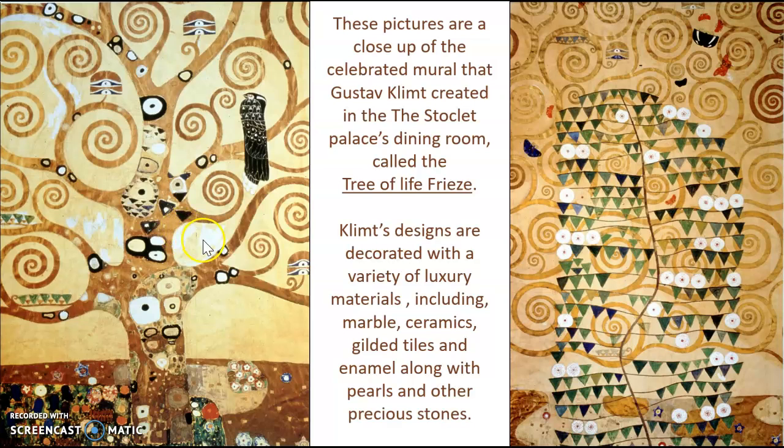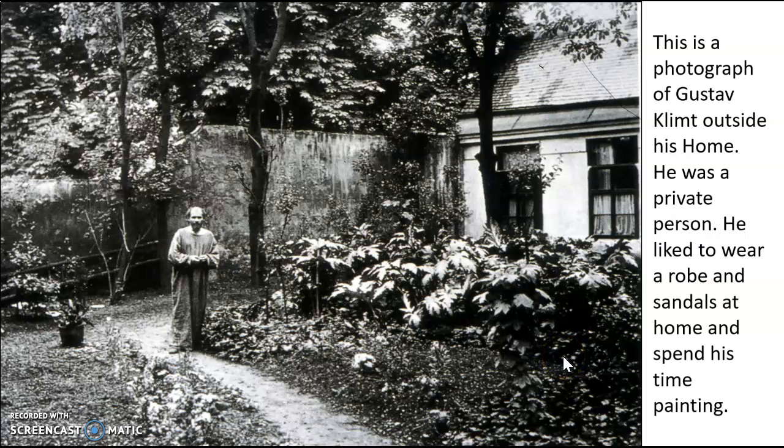This one's called the Tree of Life frieze. Klimt's designs are decorated with a variety of luxury materials, including marble, ceramics, gilded tiles, and enamel, along with pearls and other precious stones. This is a photograph of Gustav Klimt outside his home, and he often just wore a robe and sandals and spent the day painting.